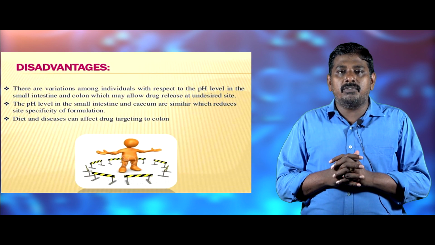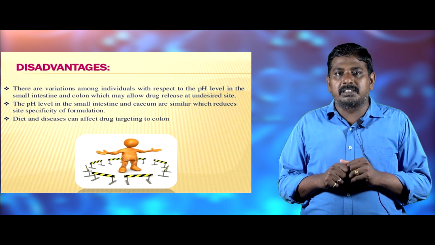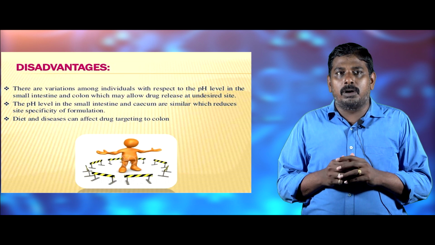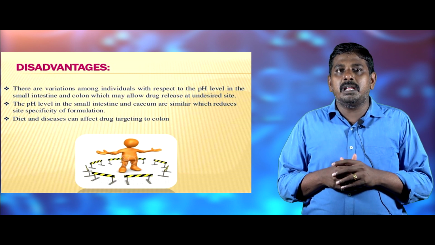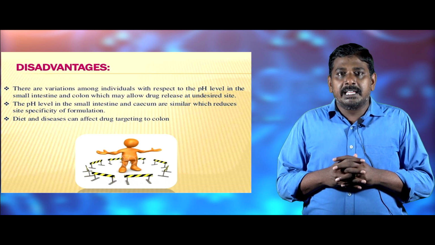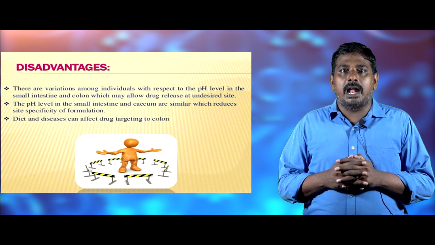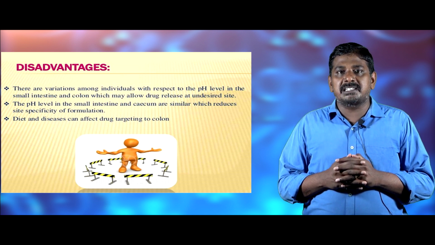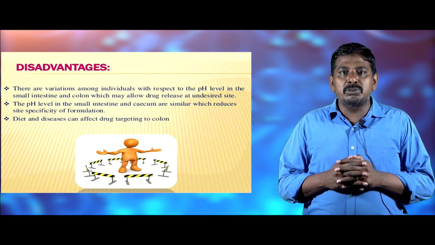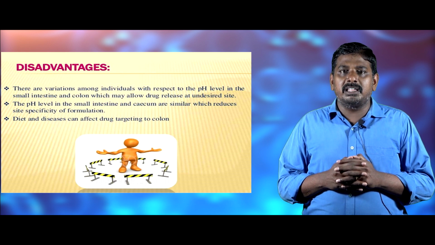So next, disadvantages of colon targeted drug delivery system. There are variations among individuals with respect to the pH level in the small intestine and colon, which may allow the drug release at an undesired site because each individual has different pH levels because of food style and lifestyle changes. Next, the pH level of the small intestine and cecum are similar, that's why the site specificity of the formulation is reduced. Then diet and disease condition can also affect targeting of the colon area.